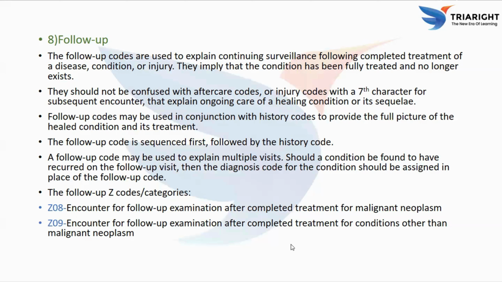What are some simple real-life examples? Example 1: a patient treated for breast cancer, treatment is completed and he comes for a routine checkup. Which codes do you assign? First, Z08 for follow-up after malignant neoplasm and Z85.3 for personal history of breast cancer. The second example is a patient treated for tuberculosis, which is fully cured, and a follow-up visit only. In this case, you assign Z09 and Z86.11, which is personal history of tuberculosis.